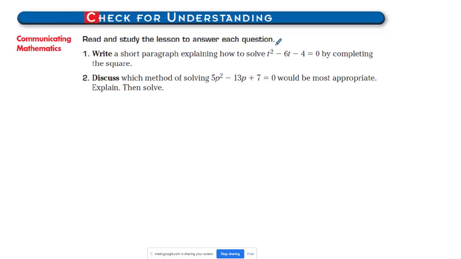So completing the square stuff, let's talk about that. It says, write a short paragraph explaining how to solve t squared minus 6t minus 4 equals 0 by completing the square. Completing the square is like the quadratic formula.